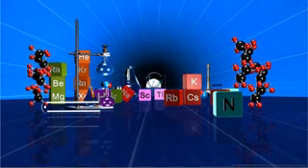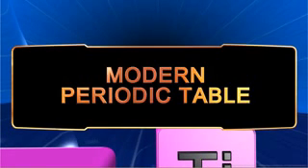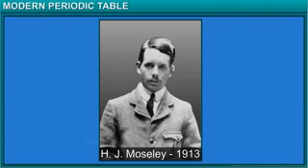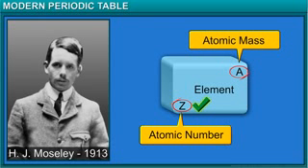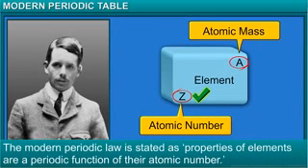In this module, you will learn about the modern periodic table. In 1913, Henry Moseley showed that the atomic number of an element is a more fundamental property than its atomic mass. So, Mendeleev's periodic law was modified and atomic number was adopted as the basis of the modern periodic table.